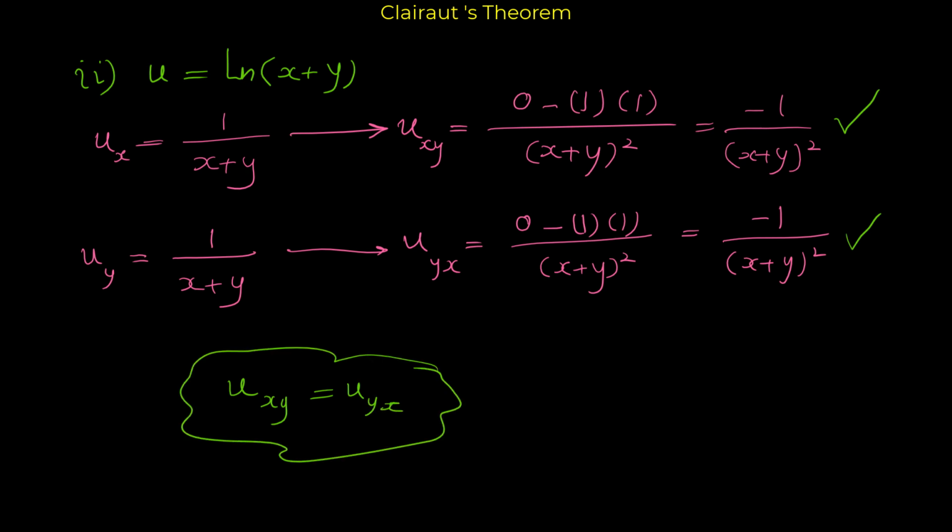For which functions is this conclusion valid? For functions where uxy and uyx are continuous, basically 99% of the functions, this conclusion, which is Clairaut's theorem, is valid.